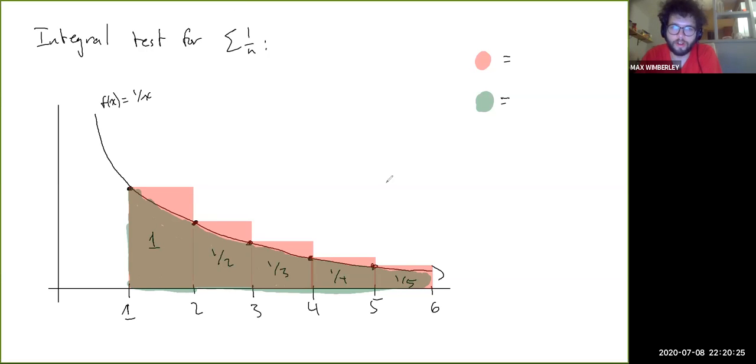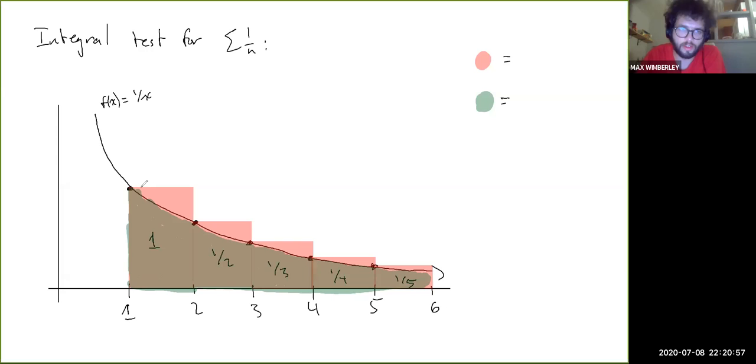Okay, so I've drawn a diagram of the graph of the function f of x equals 1 over x as a continuous function of x, and also these rectangles, which represent terms of the series of the harmonic series, right? Within each rectangle, I've put the area of that rectangle, which is just equal to the height of the point on the left, because the width of each rectangle is just 1.